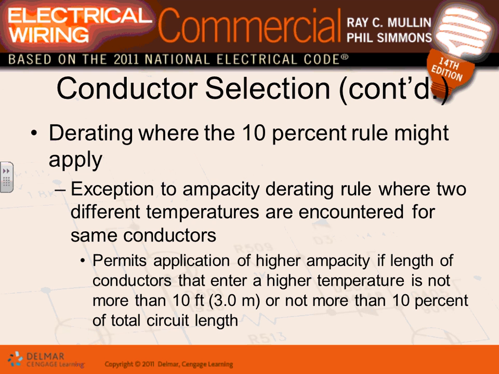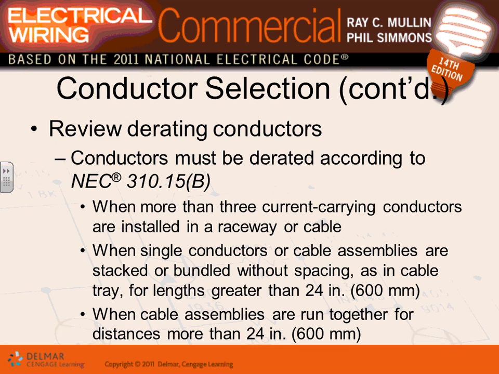10 feet. So there are two things: either 10 feet or 10% of the circuit, because the circuit could be 1,000 feet. If 10 feet out of the 1,000 feet are in a hot temperature, you have to derate, if that makes sense. So the length of the conductor that enters the temperature is not more than 10 feet or not more than 10% of the length of the circuit. Okay, that's when you can derate.